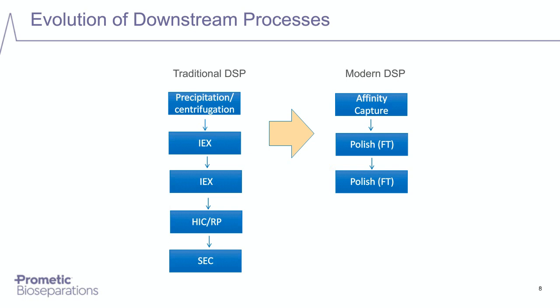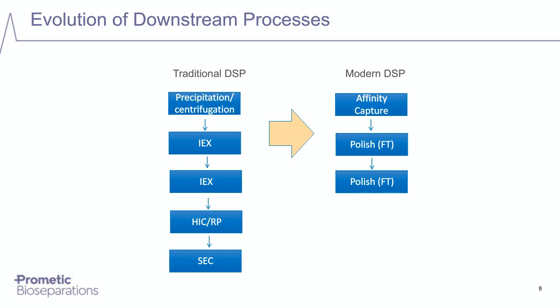And then we follow that up with 1 or 2 polishing steps to remove residual impurities. And those polishing steps can be ion exchange steps or HIC steps, but increasingly these polishing steps are represented by multi-mode ligands. And they're finding a niche now in this role, not so much as a capture step, but certainly as a relatively high resolution way of removing residual contaminants in an efficient way.